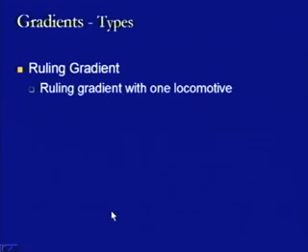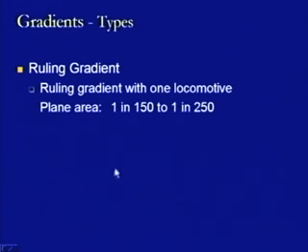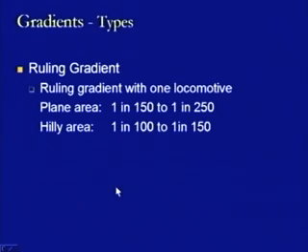Then the ruling gradient with one locomotive in the plain area is generally restricted to within a range of 1 in 150 to 1 in 250, whereas in the case of the hilly area it is 1 in 100 to 1 in 150.